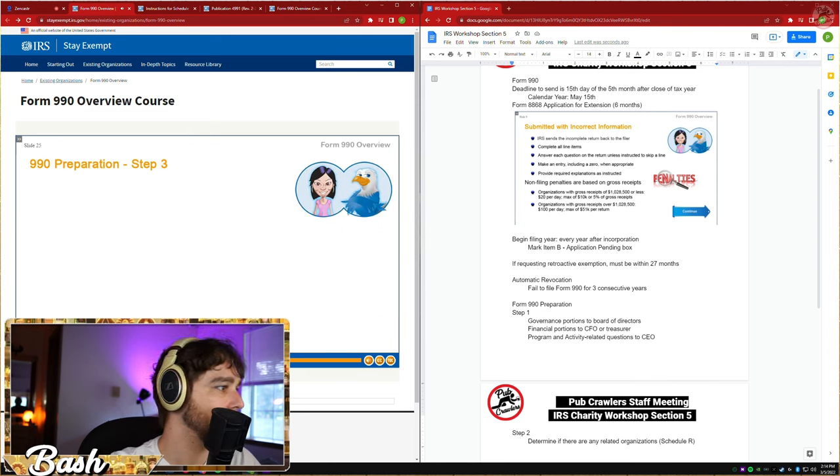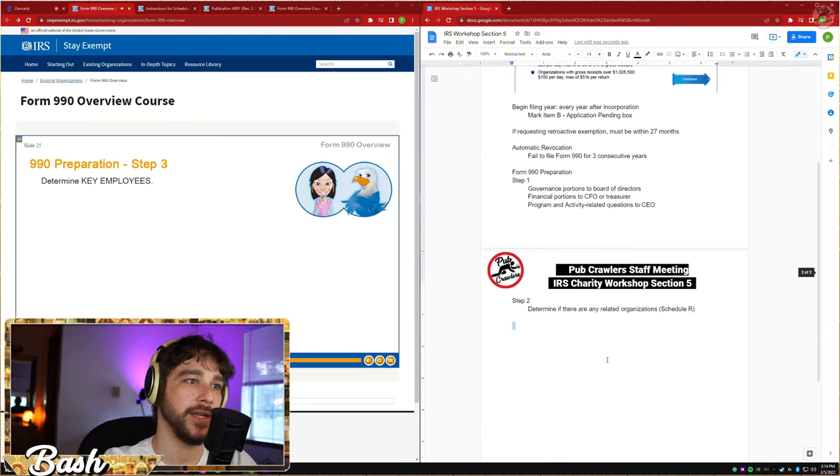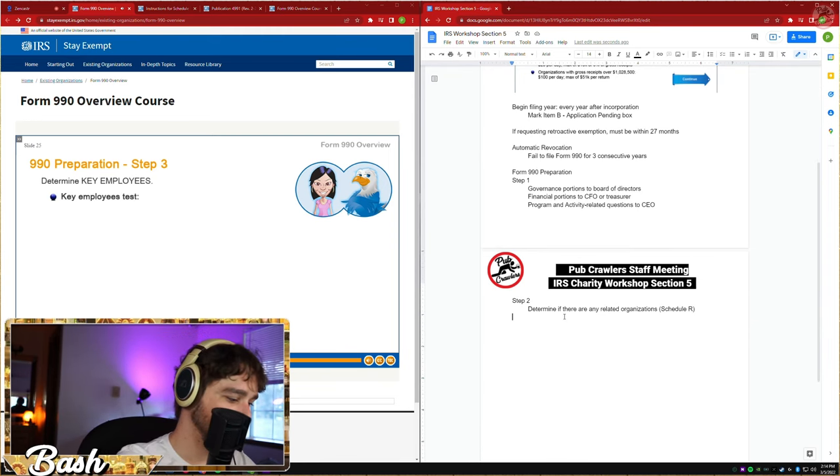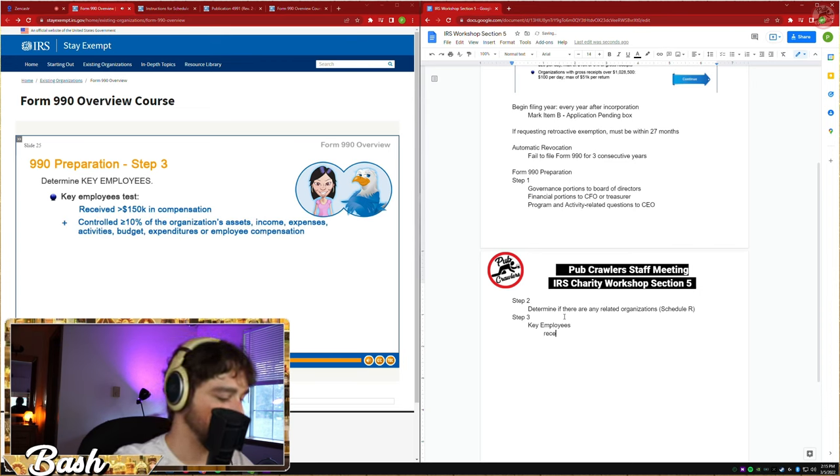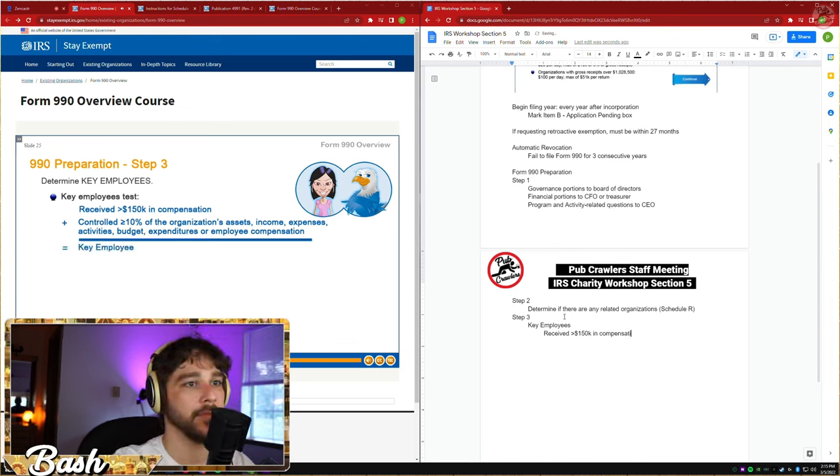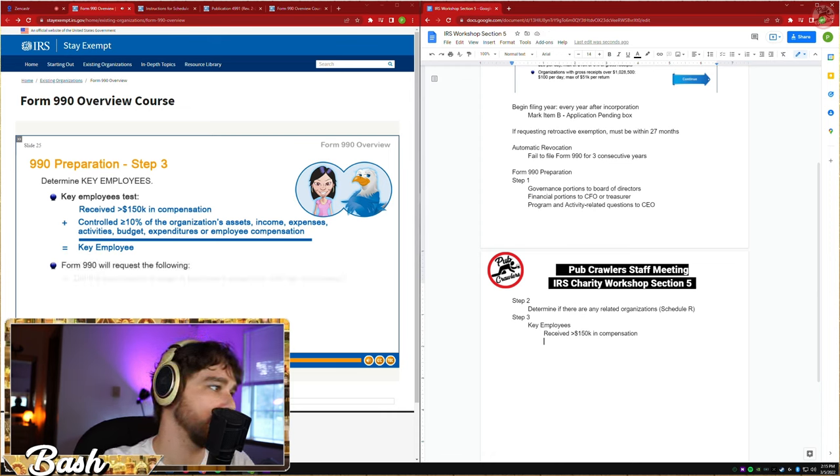Another effective preparation step is to determine your key employees. Which workers are considered to be key employees? Anyone who received over $150,000 in reported compensation by your or any related organizations and had control of 10% or more of the organization's assets, income, expenses, activities, budget, expenditures, or employee compensation is a key employee. Knowing who falls into this category is important because the Form 990 asks if your organization engaged in any business transactions with key employees, how much key employees were compensated, and whether any of your key employees had business or family relationships with other key employees.